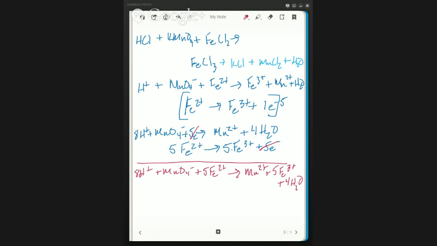And again, I'm going to go ahead and input this as a net ionic into the browser so that it can be recalled for future needs, if needed.